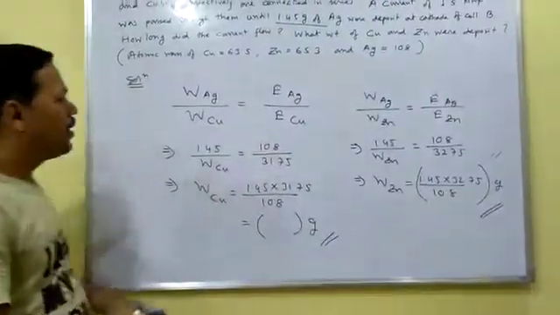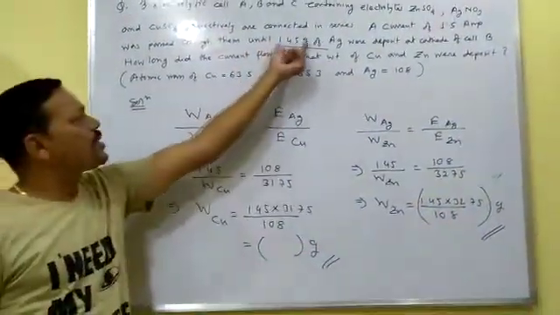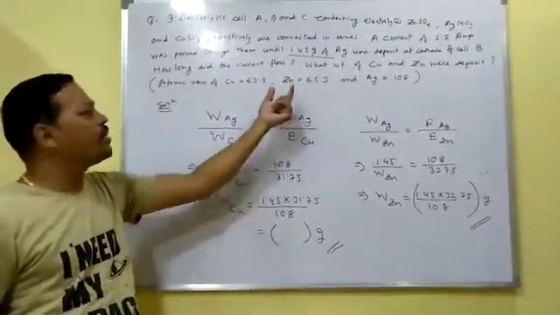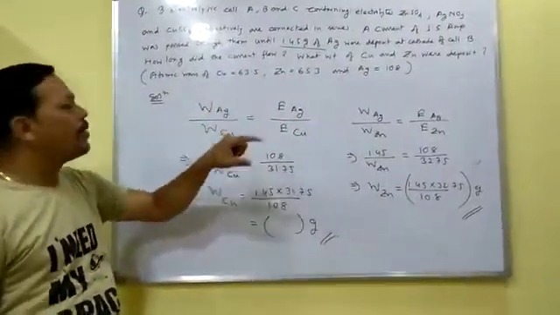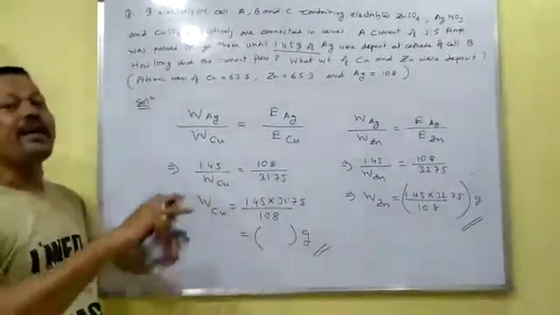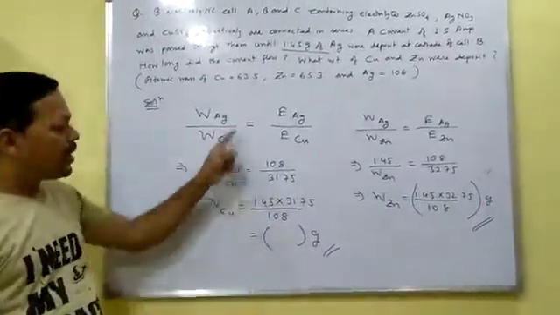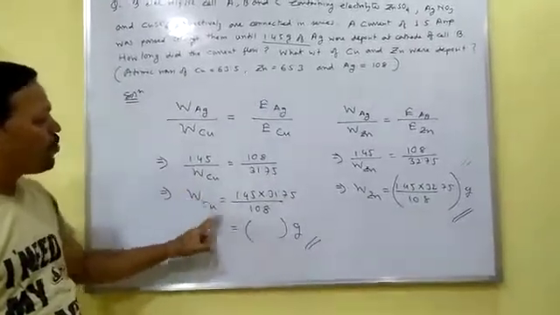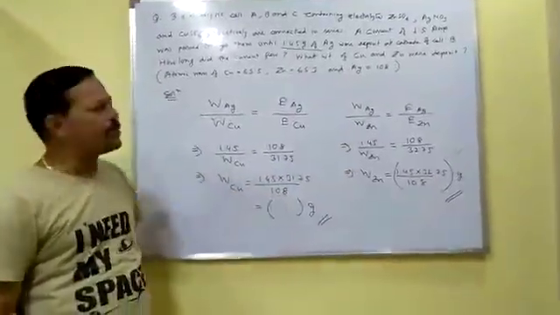So this way, if the mass of one substance is given, you can find out the mass of other substances also by applying Faraday's second law if they are connected in series. So this way you can find out the weight of copper and zinc deposited. Thank you.